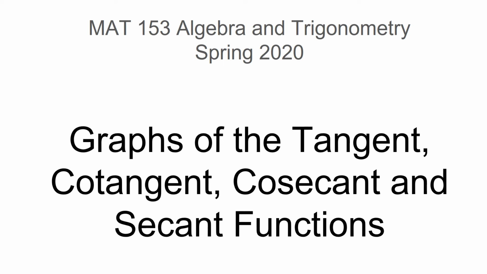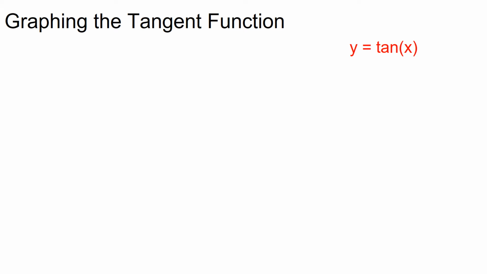This video is on how to create and understand graphs of certain trigonometric functions, namely the tangent, cotangent, cosecant, and secant functions. It corresponds to material found in section 6.5 of the textbook. Let's start by creating a graph of the tangent function. Just like we did for the sine and cosine functions, we are expressing tangent as a function of x so that we can graph it in the xy plane.